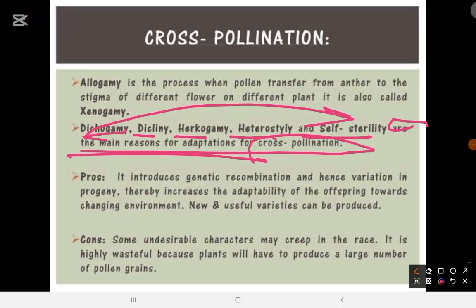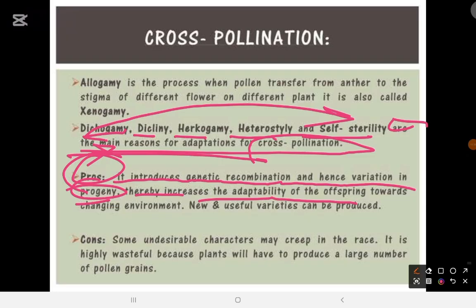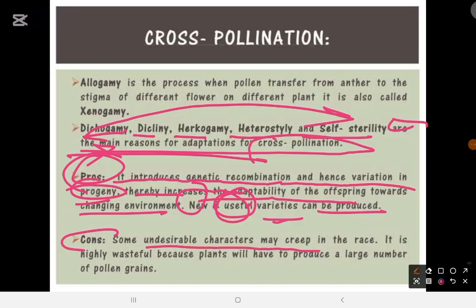Then we have the pros. One of the pros is that it introduces genetic recombination and hence variation. So there's variation in the progeny. It means that the progeny, or the baby, will not look exactly like the parent. Thereby it increases the adaptability of the offspring towards a changing environment. Another thing is that new and environmentally useful varieties can be produced. But one of the problems with it is that some undesirable characters may also come in.